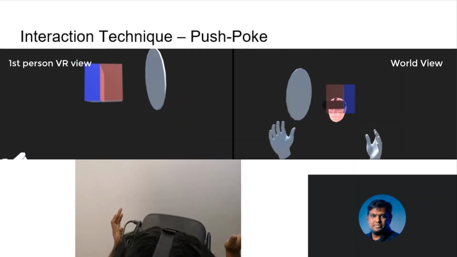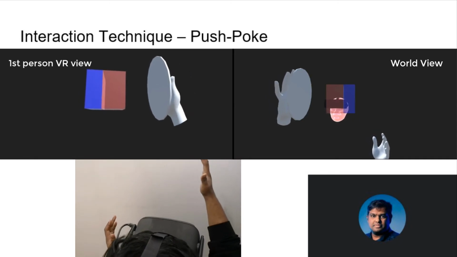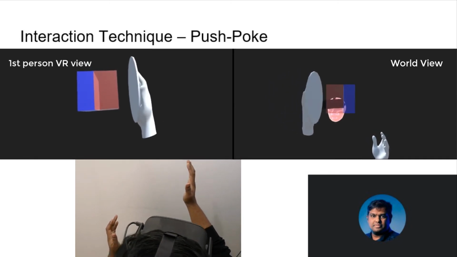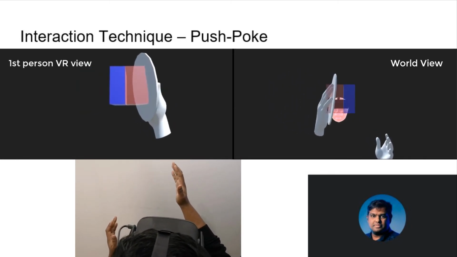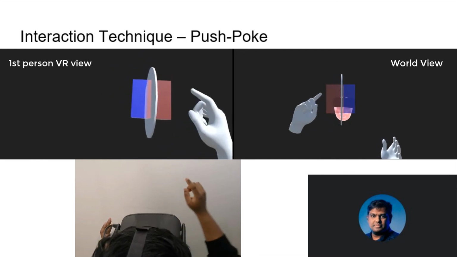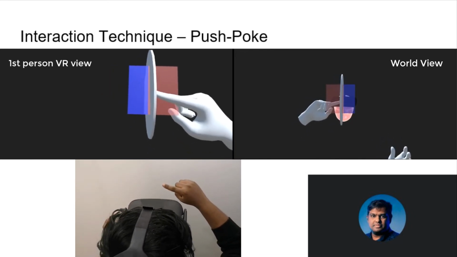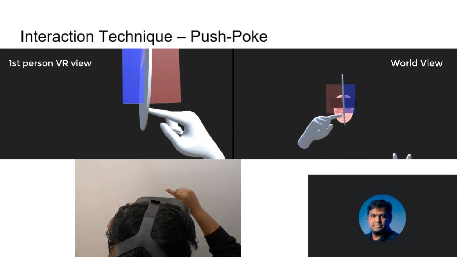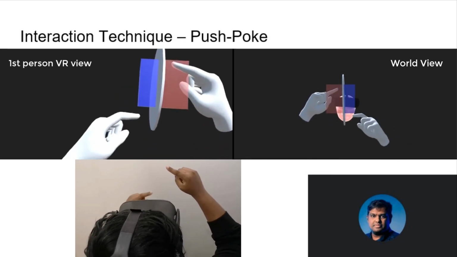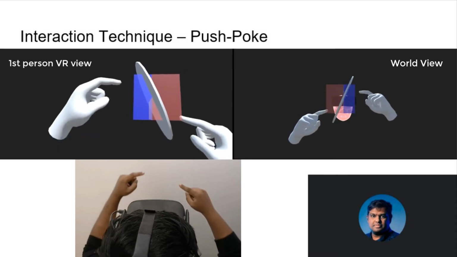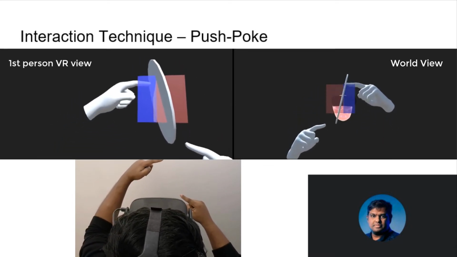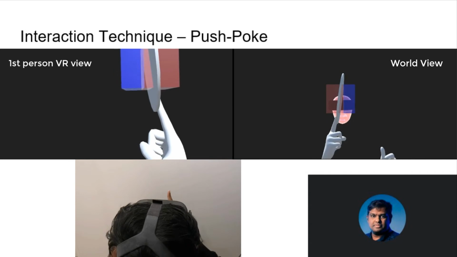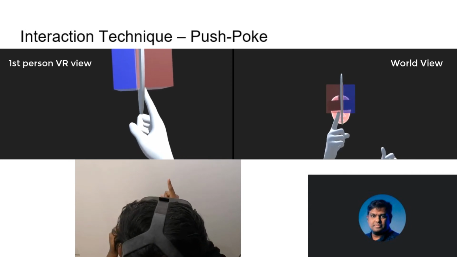In push-poke, the user can use their hands and fingers to collide with the object to move it in a desired direction. In push, the user can collide the object with their hand. In poke, the user can poke with either one finger or multiple fingers. We designed push-poke in which the manipulation parameters are dynamically selected based on the collision points.